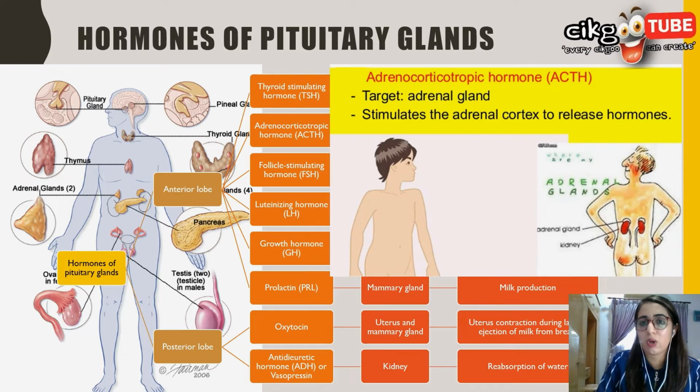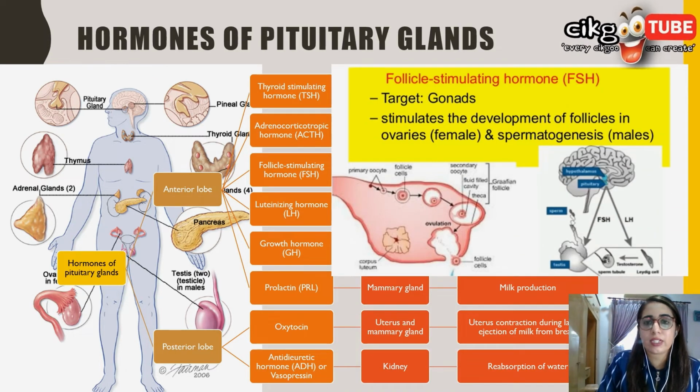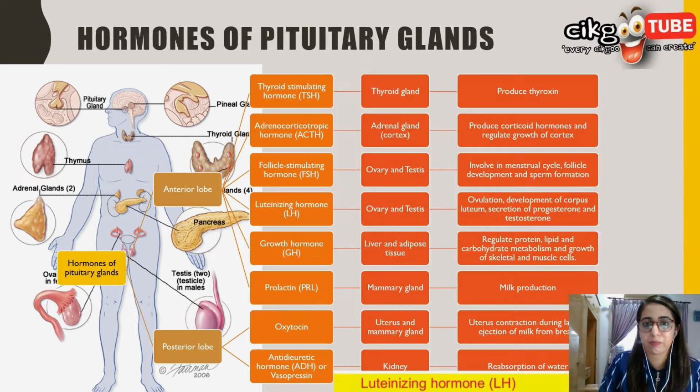Then we have the adrenocorticotropic hormone, ACTH, which targets the adrenal gland to stimulate the adrenal cortex to release hormones. This is for urine formation and so on. Then we have the follicle stimulating hormone. Its target is the gonads, the ovary and testis, to stimulate the development of follicles in the ovaries in females, and spermatogenesis, the production of sperm, in males.